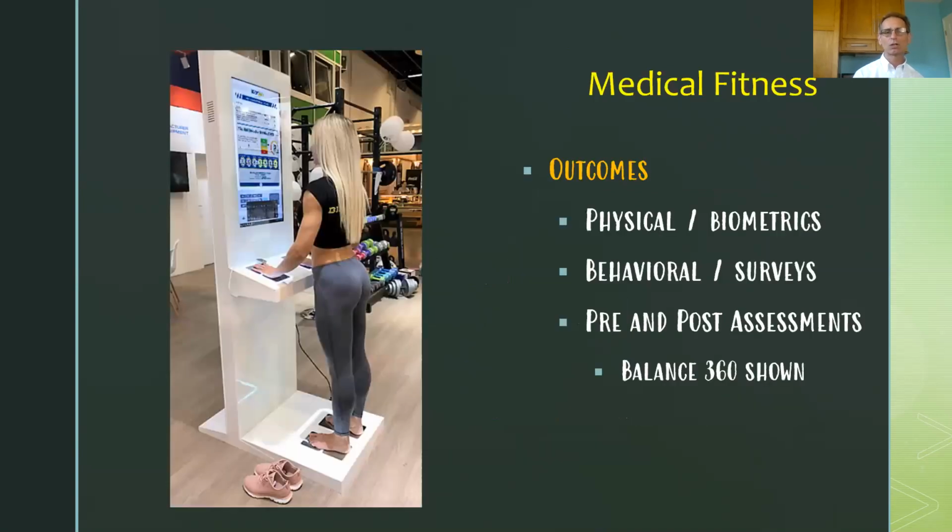So let's talk a little bit about technology and outcomes. You're looking at the Balance 360 portal, which looks at a number of biometrics. It looks at body composition, body water, heart rate variability. It's one of the top tools right now in the industry that's being promoted in terms of its medical applications in the health club setting.